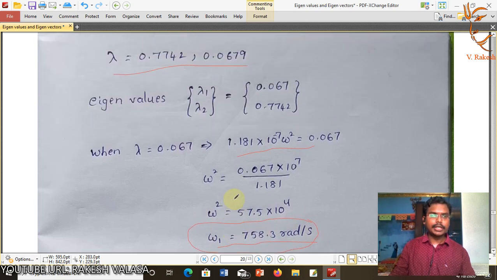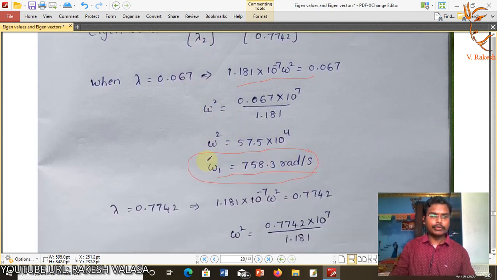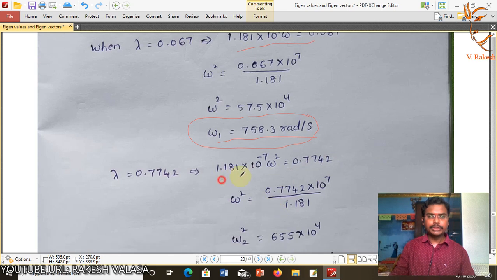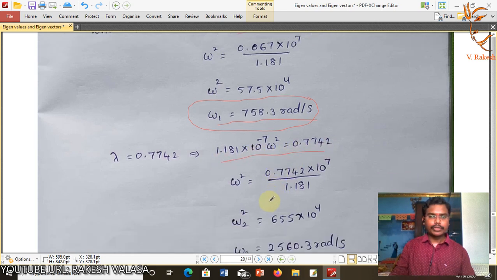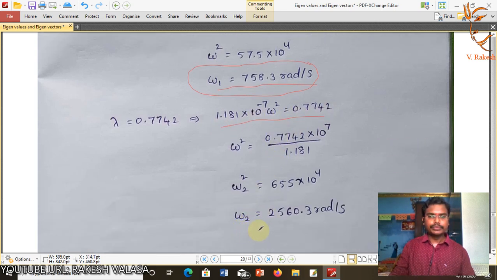Next, similarly to calculate the second natural frequency, lambda 2 equals 0.7742. We know lambda equals 1.181 into 10 power minus 7 omega square, that equals 0.7742. From this term, we can find omega 2. Omega 2 equals 2560.3 radian per second.